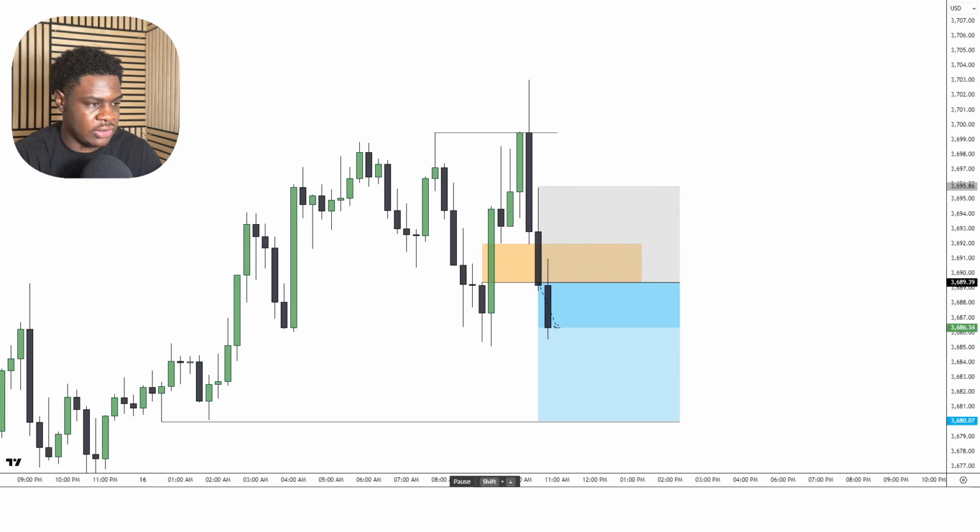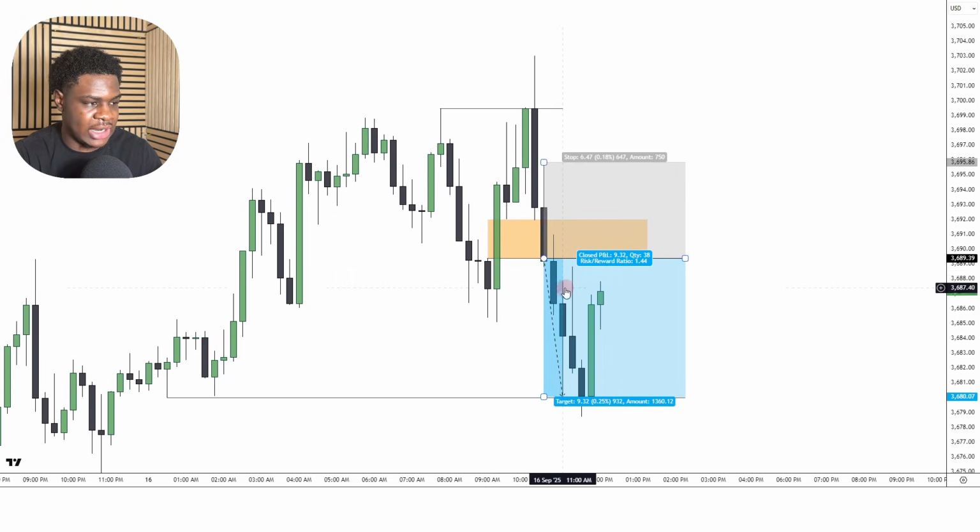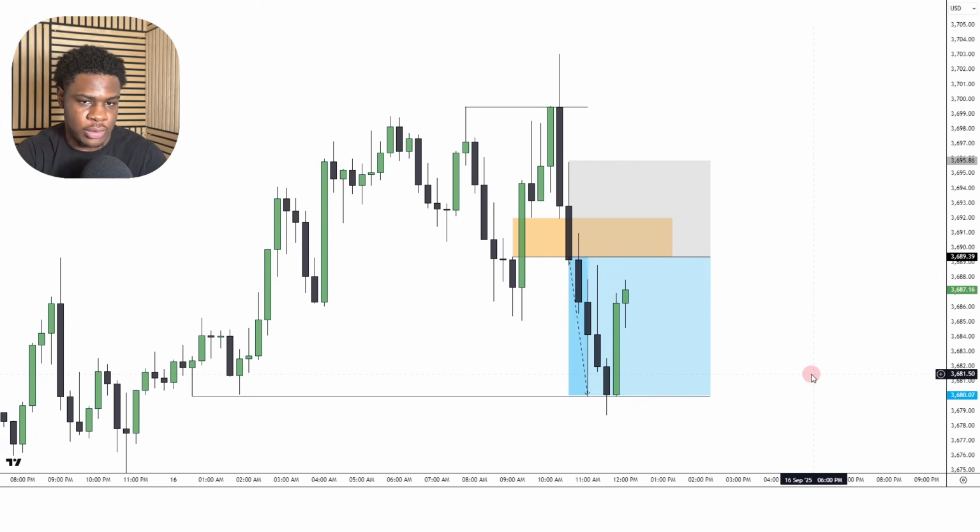Let this play out here, and you can clearly see as it returns to that inversion fair value gap, finds that level of resistance, takes out that low point. A common gap would be a continuation, and an inversion fair value gap would simply be a reversal signature.